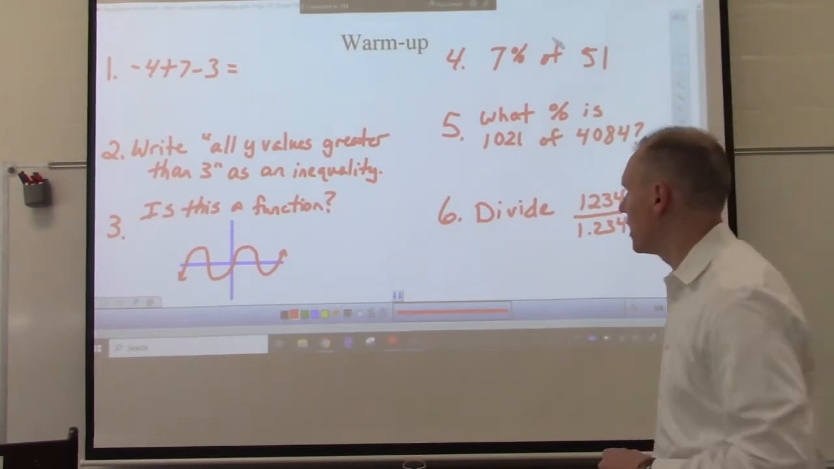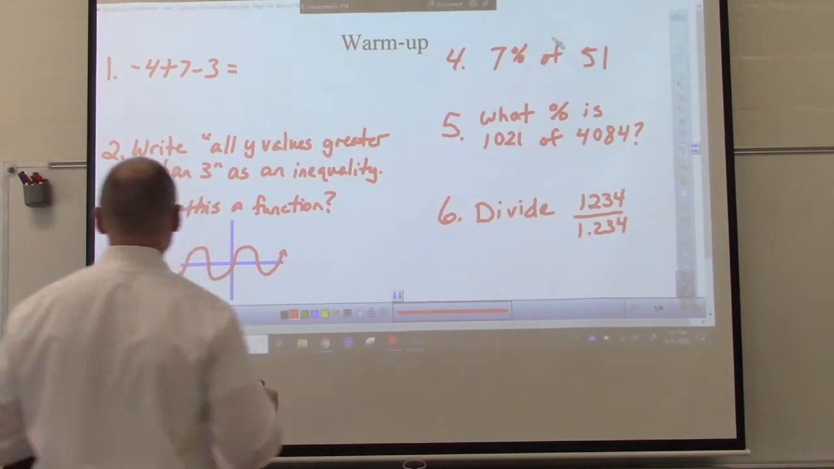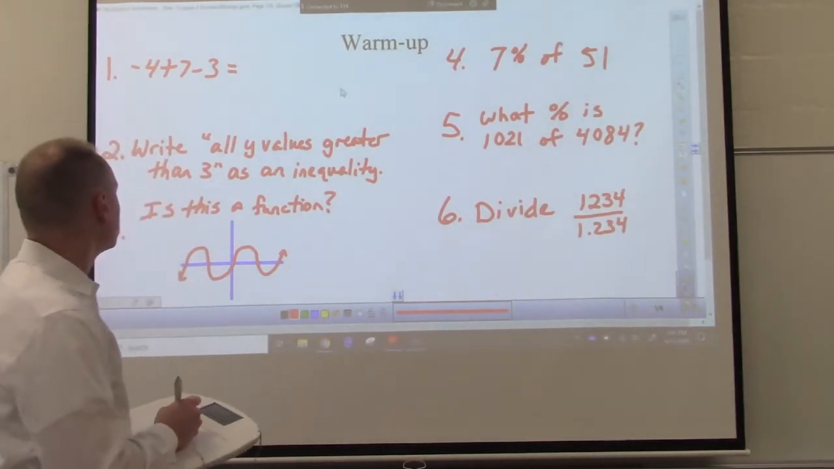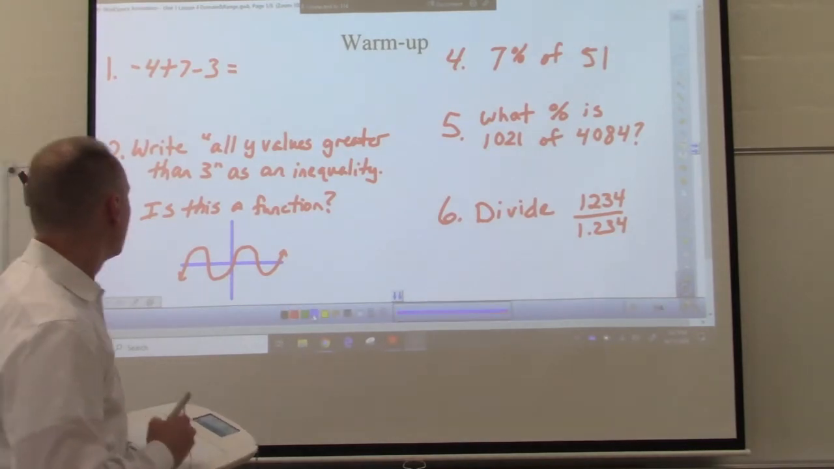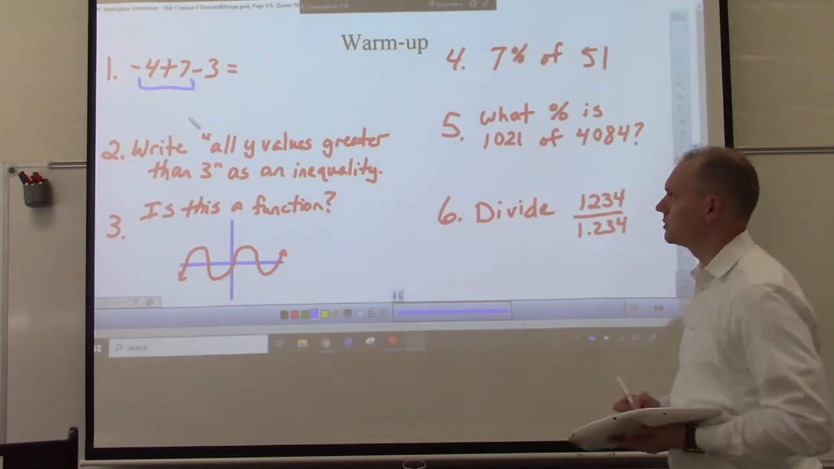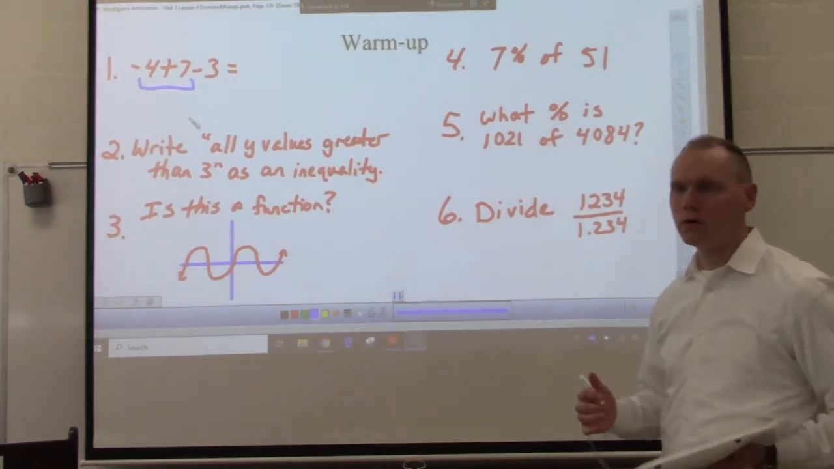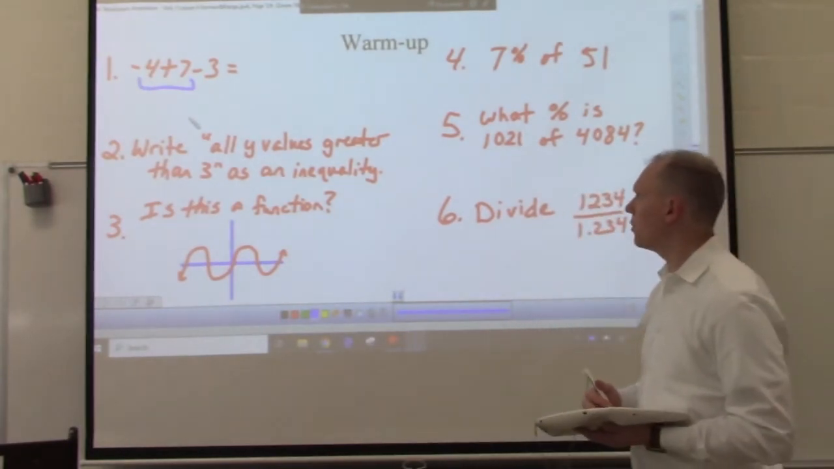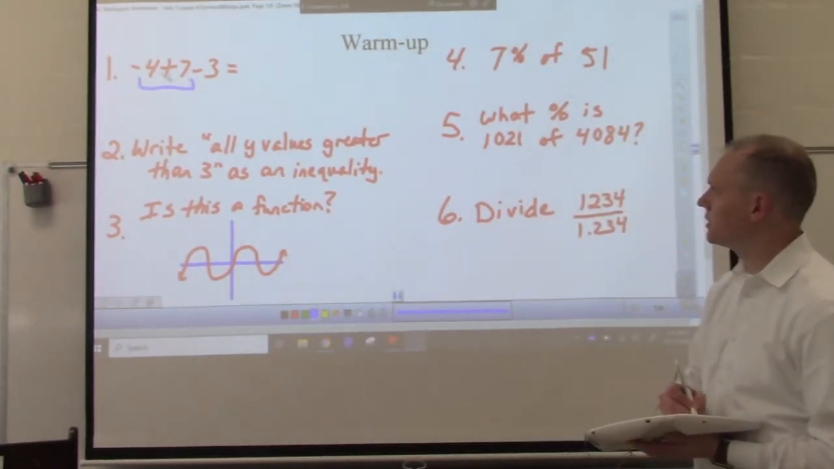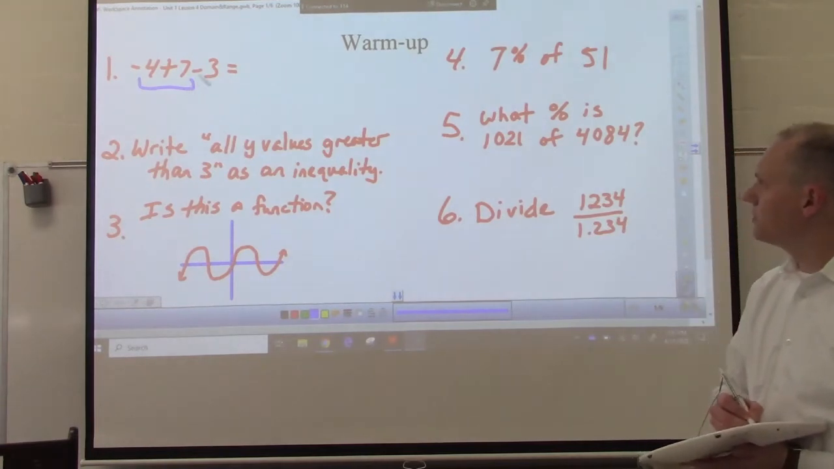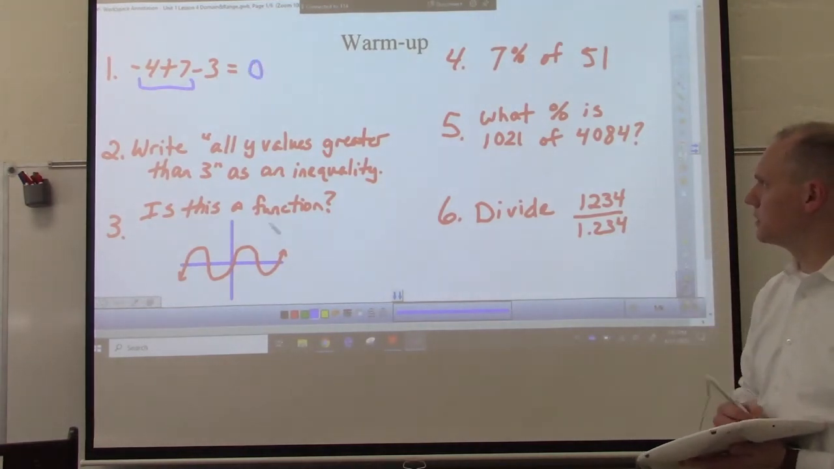Alright, so let's talk about number 1 here. We got negative 4 plus 7 minus 3. So negative 4 plus 7, let's do that first. You can start at negative 4 on your number line and move 7 to the right. Or you can think of it as 7 minus 4. 7 minus 4 is 3, and then minus 3 is 0.